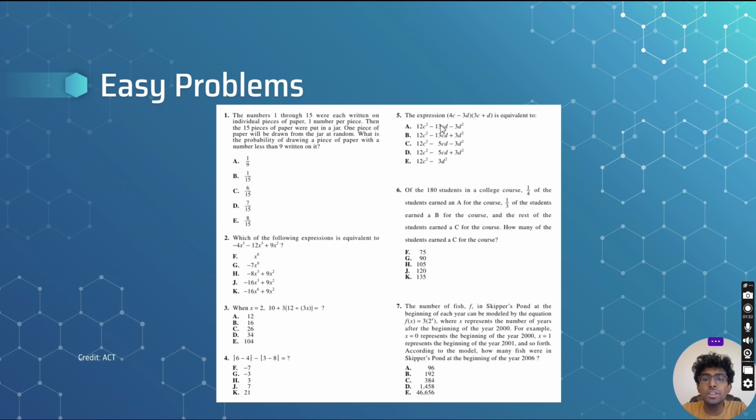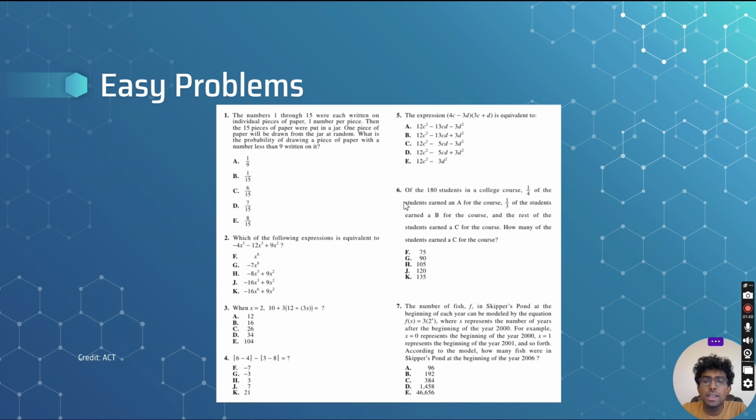Here we have a FOIL question for number 5. Remember, for FOIL, you're doing first, inner, outer, last. So you're multiplying each of these terms by each other in the FOIL method.